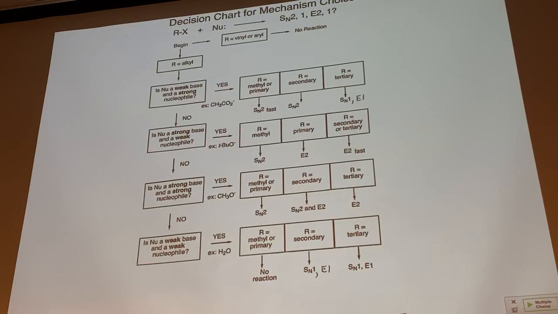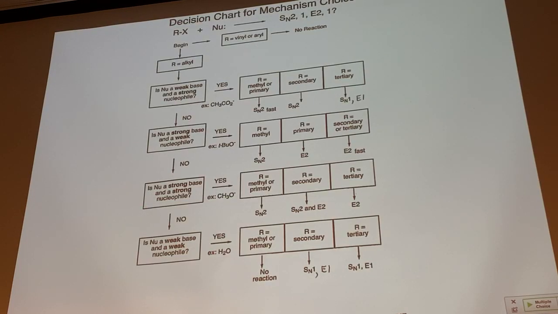So we get 4 possibilities. We can have reagents that are weak bases but strong nucleophiles. We talked about those over here and listed them in point number 1. We can have the opposite, a strong base that is a weak nucleophile. Then we can have something that is both a strong base and a strong nucleophile. And we can have species that are weak bases and weak nucleophiles.